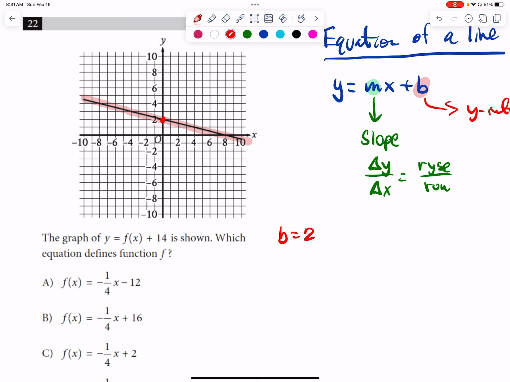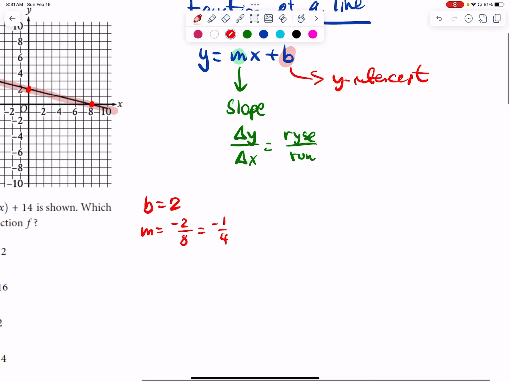Okay, and then in order to find the slope, you just need 2 points. I'm just going to pick the 2 intercepts here because it's going to be very easy to count my rise and my run. So I'm going to go down 2, and then I'm going to go right 8. So my slope here is down 2 over 8, which reduces to negative 1/4. Putting all of this together gives me the equation y is equal to negative 1/4 x plus 2.